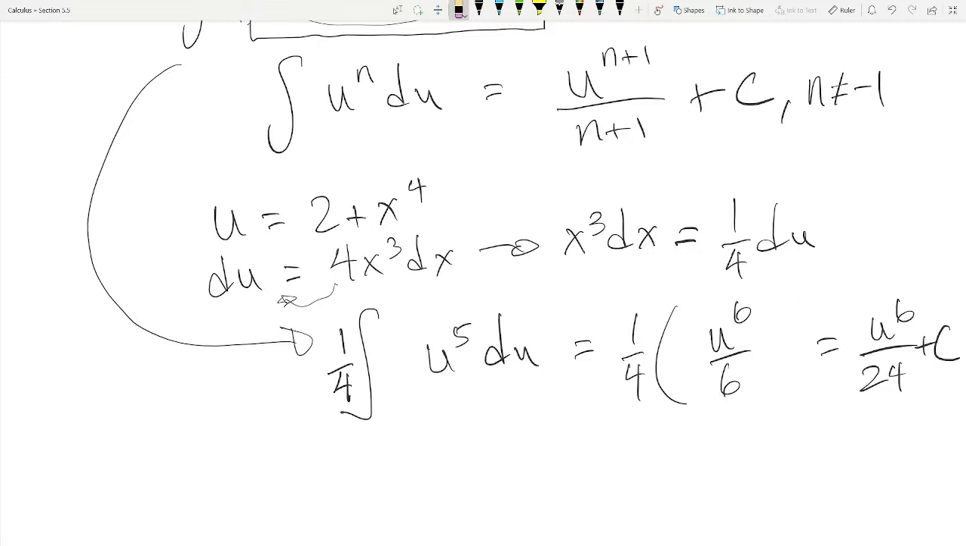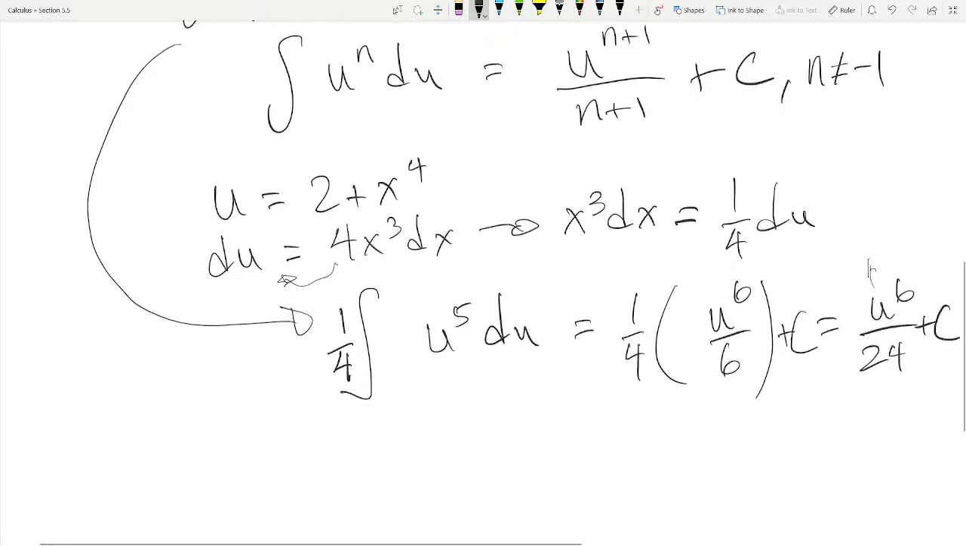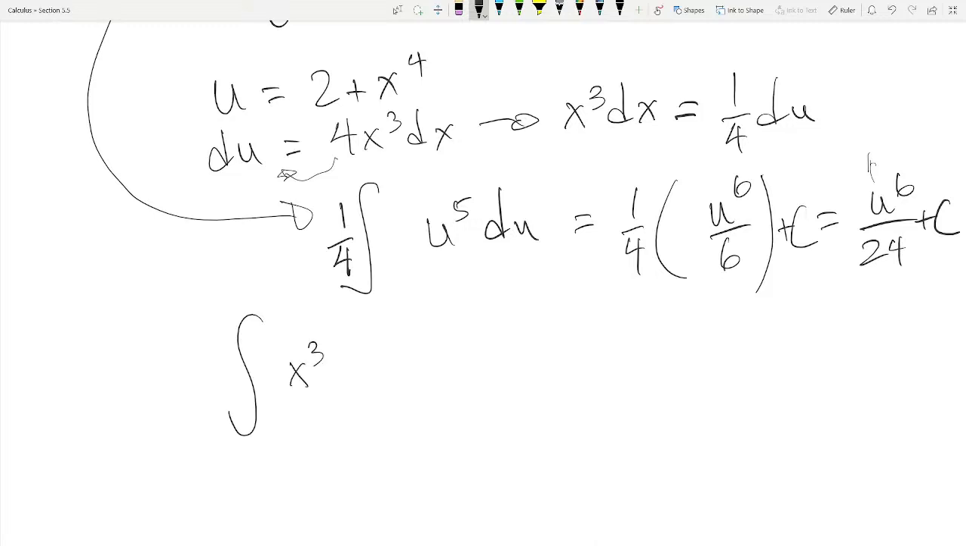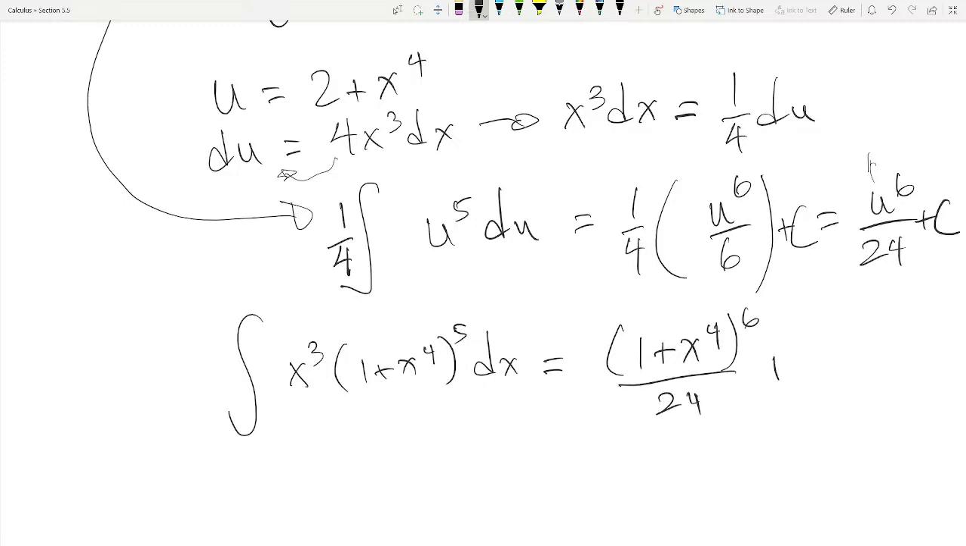This is live, so I'm just going to go with whatever I'm doing here. Okay, now the last step is to put the integral back the way I found it. I'm the one who decided that u was 2 plus x to the fourth, so I got to put that back in right here. Okay, so my final answer for the integral that I was asked to compute is 2 plus x to the fourth, to the sixth, over 24 plus c. Okay, that's the final answer.